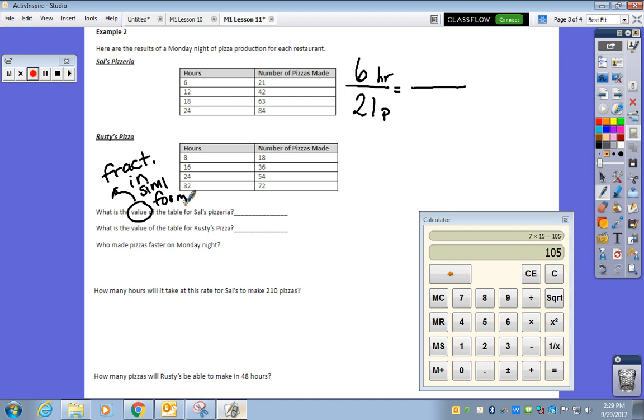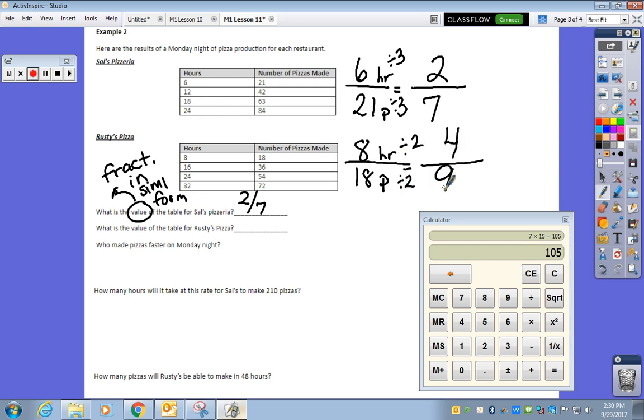So remember that a value is a fraction in simplest form. If they were asking us which ratio the table is built off of, we could write it with a colon or a fraction or the word "to", but because they are asking for a value, we need it as a fraction in simplest form. So both of these can be divided by 3, which gets me 2/7 as my value for Sal's Pizzeria. For Rusty's, 8 hours over 18 pizzas, scale that down. They can both be divided by 2, which gets me 4/9.